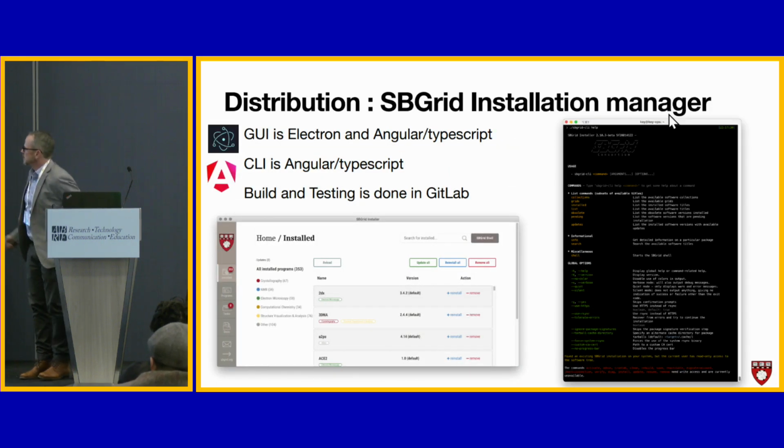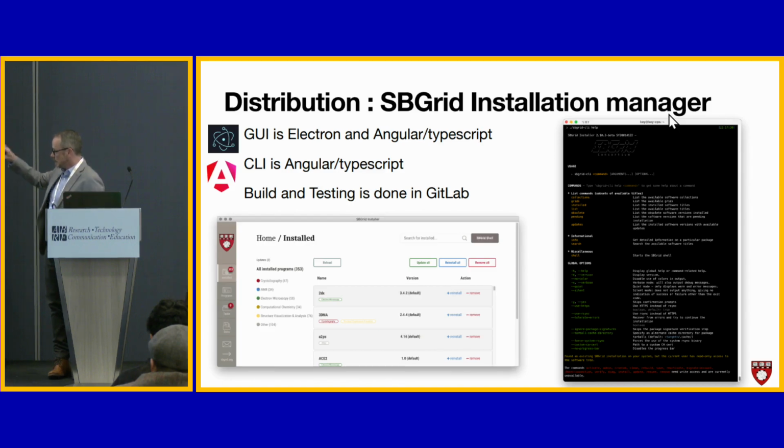Just talking about the tools we use, the graphical one here is an Electron app. If you've ever used Spotify or Slack, they're also Electron. They're a web browser, a stripped down version of Chrome called Chromium, running essentially web code, right? And ours is running Angular, TypeScript. Angular is TypeScript, developed by Google. It's essentially a less Wild West version of JavaScript. The command line is also Angular and TypeScript, and we build and test all of these in GitLab. So we have automated tests for all of these things.